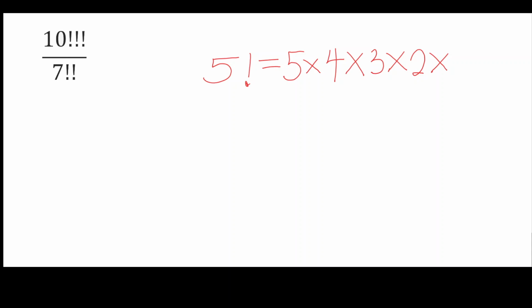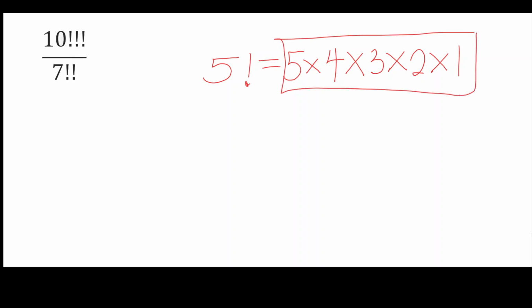Now when we have 5 factorial, take note, this is just a single factorial. So it means we're going to be starting from the number given, which is 5 in this case. It's going to be 5, then multiplied by the next lower number, which is 4. Then multiplied by 3, then by 2, then by 1. So we are going to be stopping at 1.